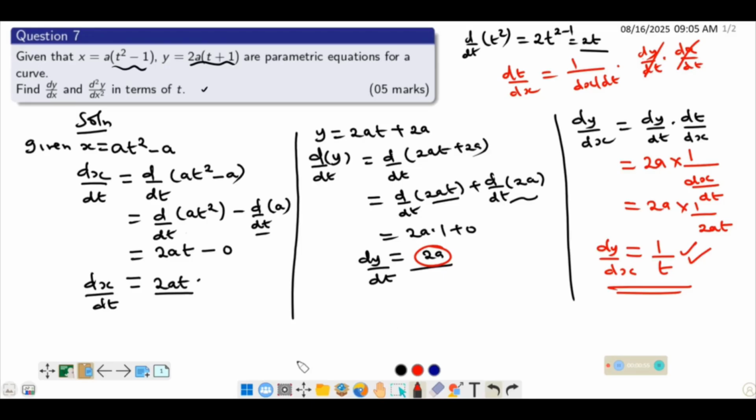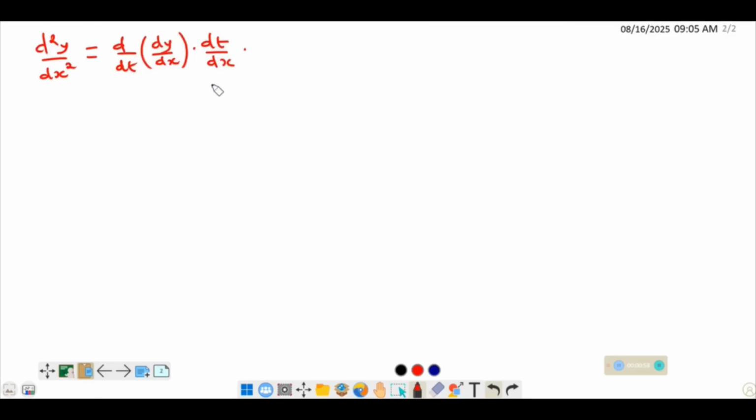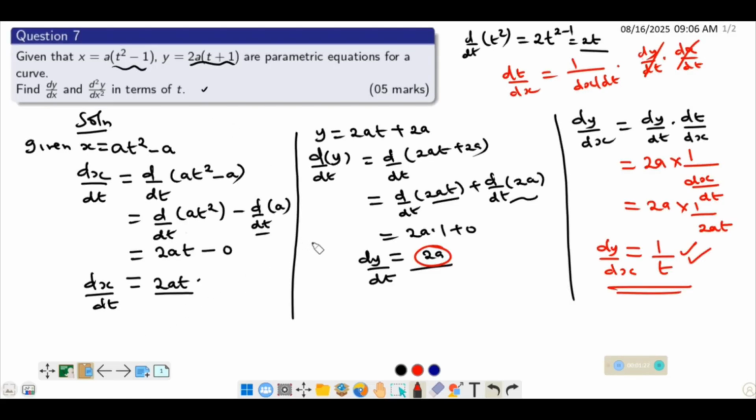Then after doing that, you multiply by dt/dx. Remember, the two expressions must be equal. When you look at this expression, the dt can cancel out, and you remain with d times dy, which is d2y, and dx times dx, which is dx squared. So to get d2y/dx squared, make sure you first differentiate with respect to the variable that you have, then multiply by dt/dx. So that is what we shall do.